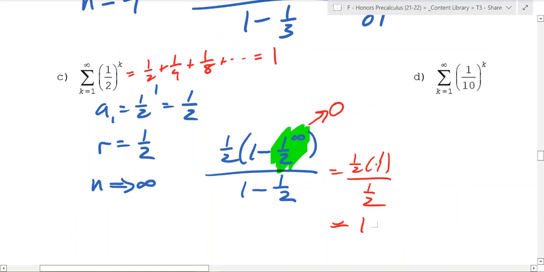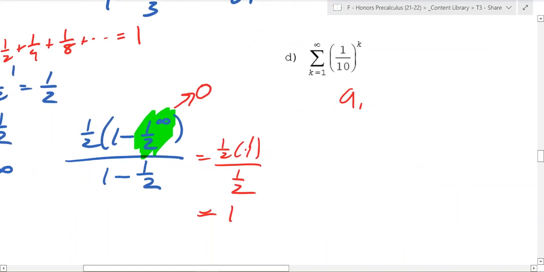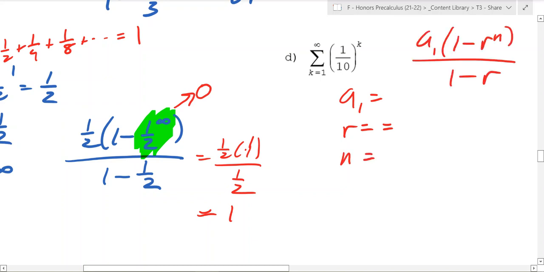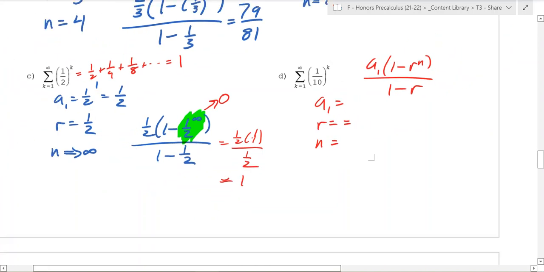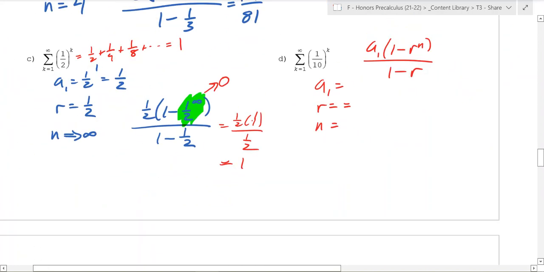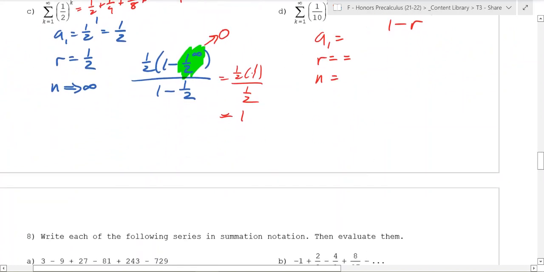It's pretty cool. So remember, to do these out, you find the first term, the ratio, and the number of terms, and then you use a1 times 1 minus r to the n, all over 1 minus r, and that gets you the sum. If you get a number, it means it converges, meaning it sums to a number. If it gets infinitely big or infinitely negative, it is going to diverge.